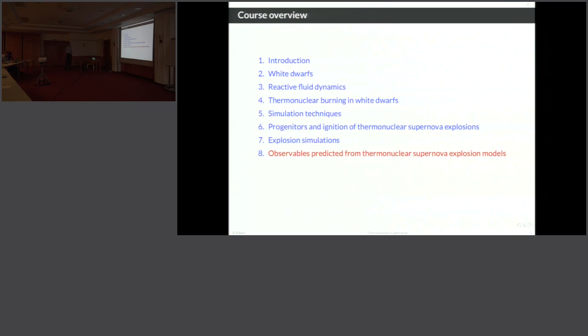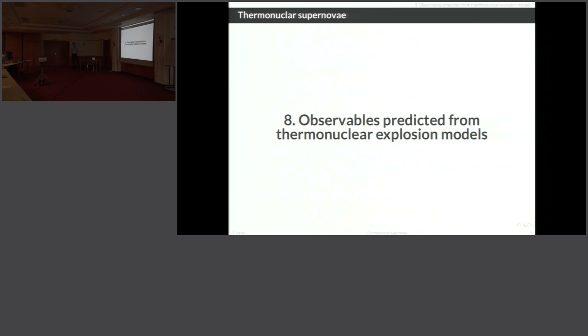So today we will take a look into how we really assess the models, the validity, and how we can judge our modeling assumptions by really comparing the outcome of our simulations to actual observation. So these are the observables predicted from thermonuclear explosion models.